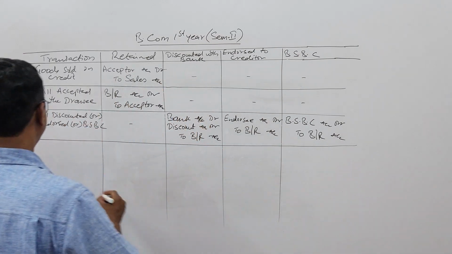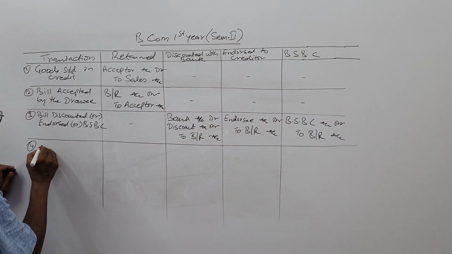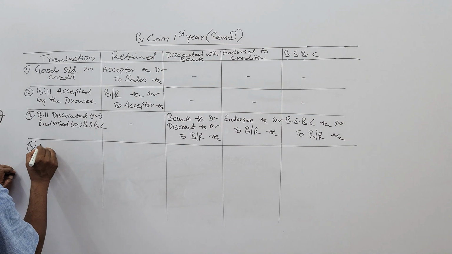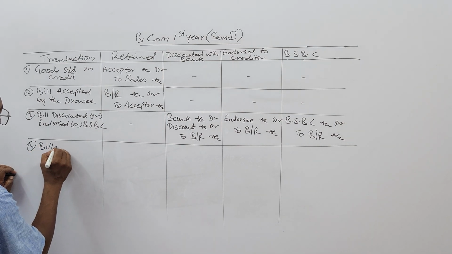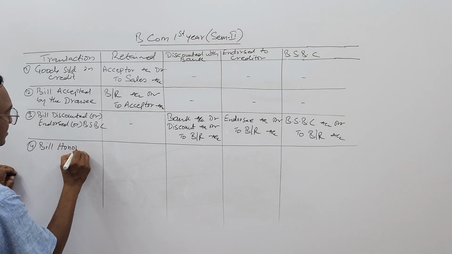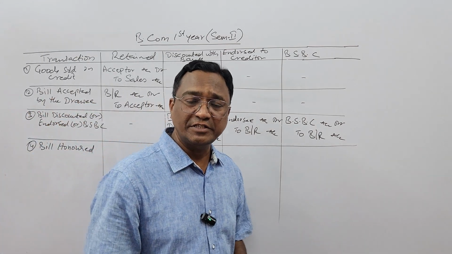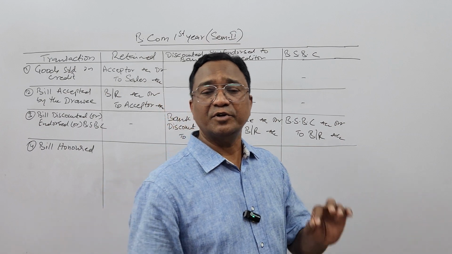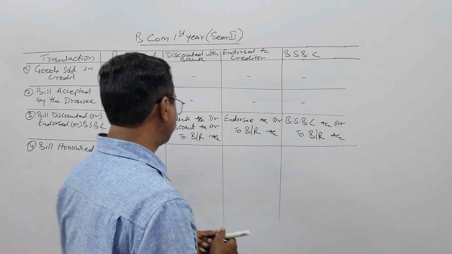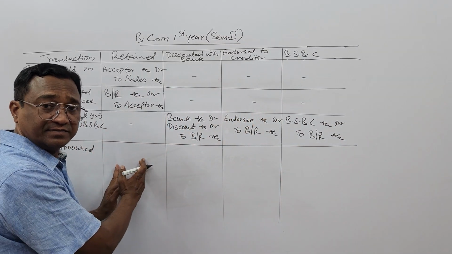Okay. Now, fourth, bill honored. Honoring means bill is being paid by the customer. Honor means bill is met by the customer or paid by the customer. So those things will be recorded in this.